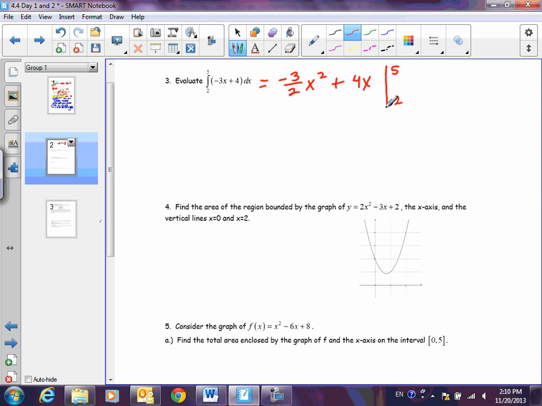All right, we draw the line, we write our numbers. Okay, now we've got to plug it in. So we're going to plug 5 in. So -3/2 times 5 squared plus 4 times 5. Your first chunk doesn't have to be in big parentheses. I tend to like to do that because it kind of distinguishes between the two. The second chunk does have to be in big parentheses. Why? Because the negative has to be distributed to the whole thing.